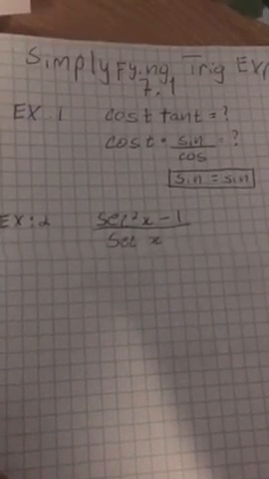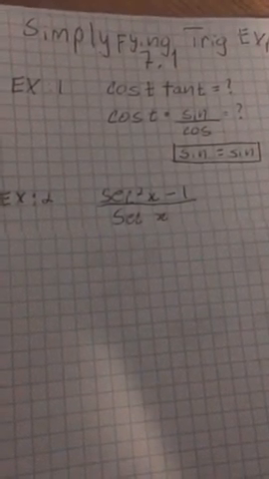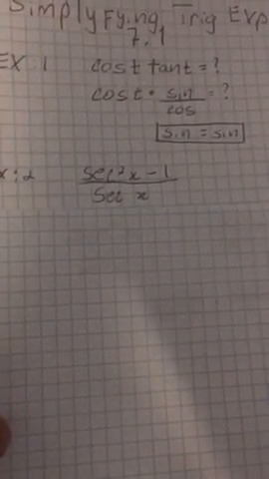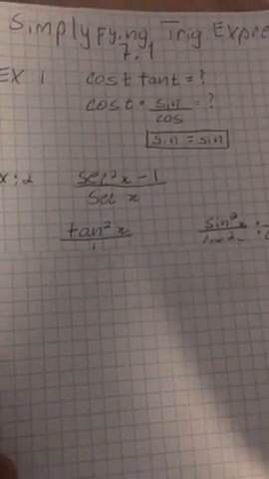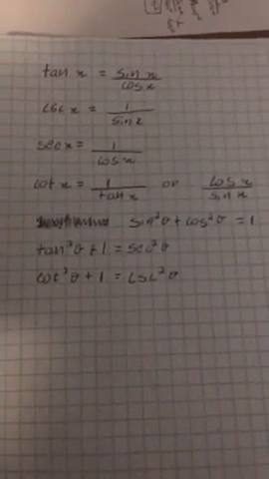Now another problem, a little bit harder this time, which is secant squared x minus 1 over secant x. So this problem is a little bit more complicated. There's a lot more parts to it, so we have to pay attention. We have to remember, to start this problem, we have to go back to our trig identities and see which one we have. So we're working with secant squared minus 1.